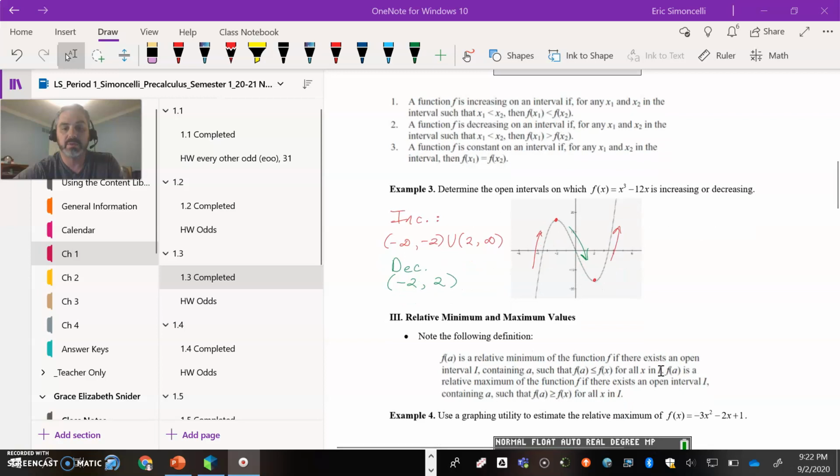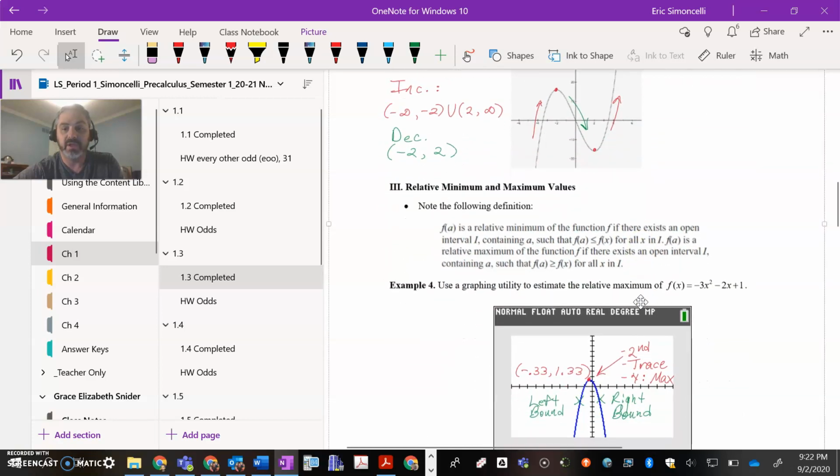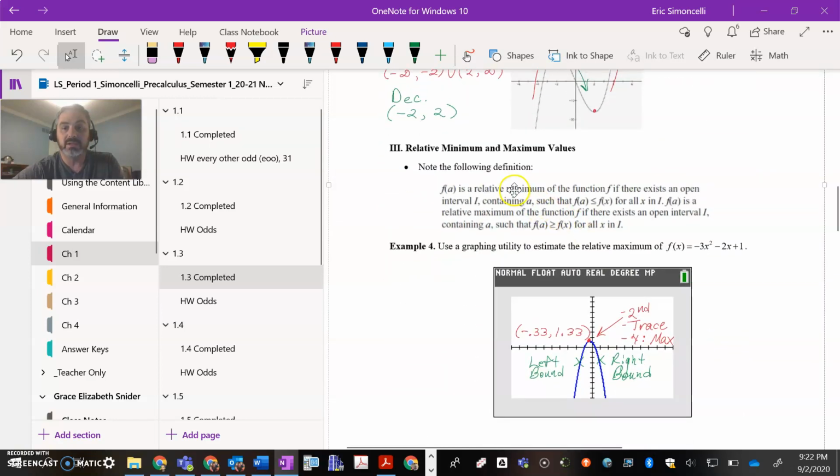Relative minimum and maximum values. So note the following definition. f of a is a relative minimum of the function f if there exists an open interval I containing a such that f of a is less than f of x for all x in I. Relative minimum and also relative maximum are things that we've seen. I actually described that in the last picture up above.